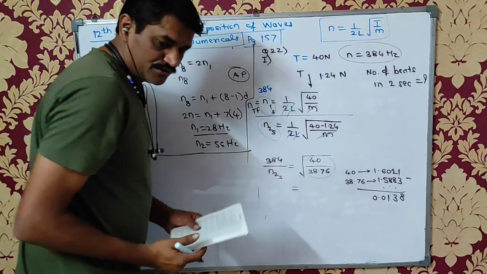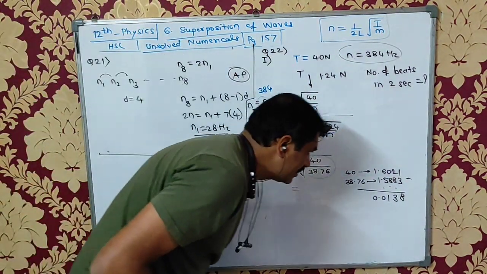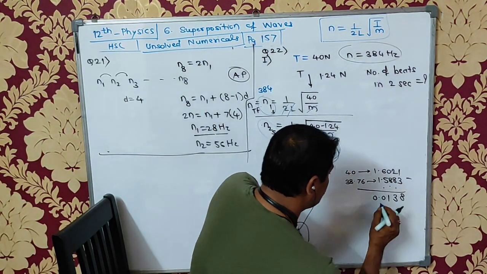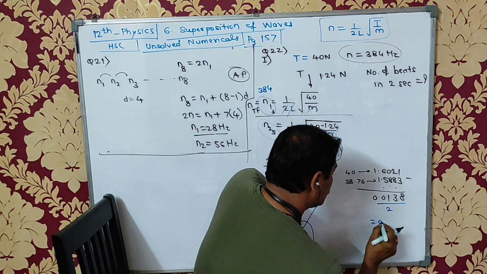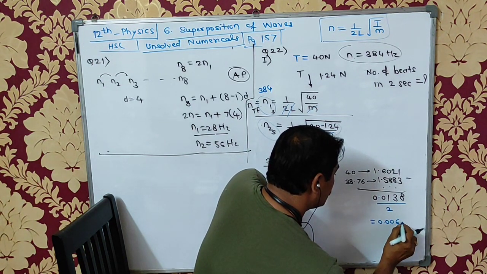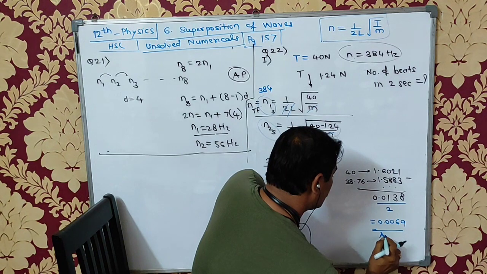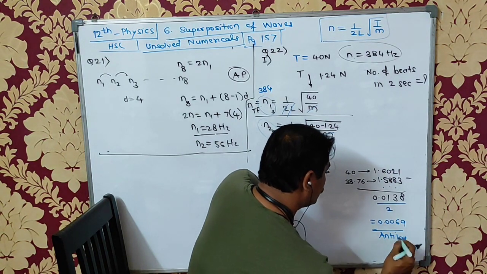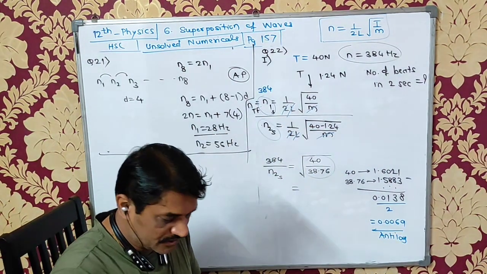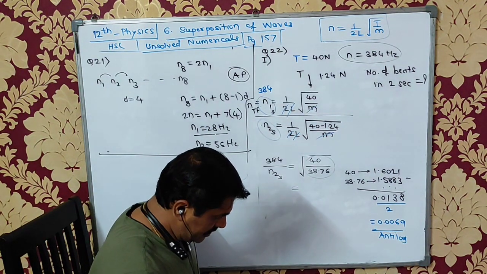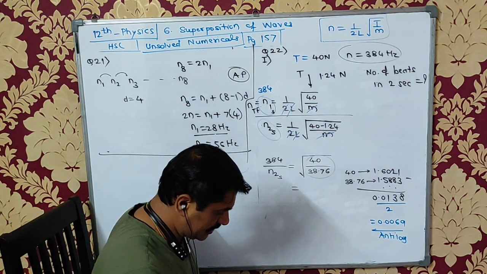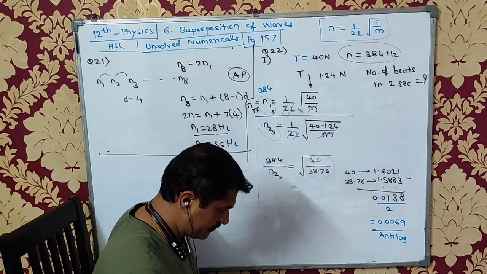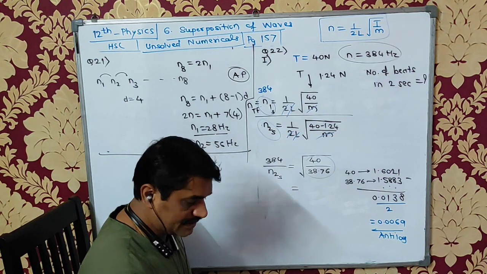और मुझे स्क्वायर रूट चाहिए तो स्क्वायर रूट के लिए I will divide this by 2. So this will become 0.0069. और इसका मुझे फिर एंटी लॉग लेना है. एंटी लॉग ऑफ दिस 0.0069 का एंटी लॉग 1016.